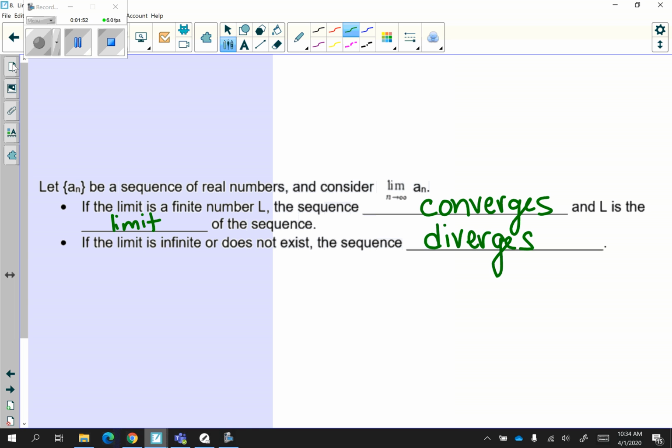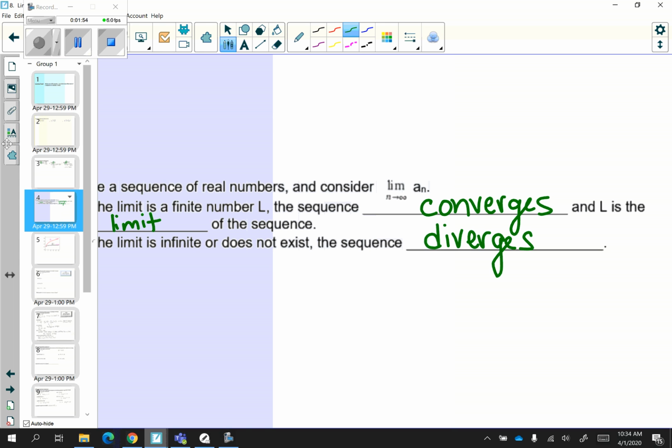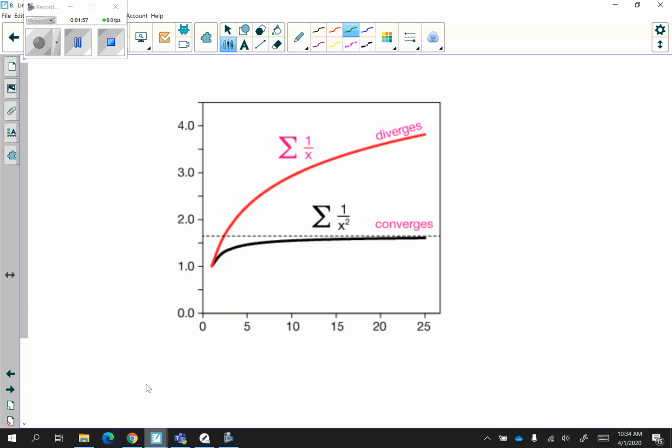Let's take a look at what converges and diverges means based on a graph. So here's an example. Notice here I have 1 over x. It's diverging because it's going off to infinity, whereas 1 over x squared is converging. It converges to a number. It's approaching 0. So that's the visual difference between diverges and converges. We're going to take a look at sequences and determine if they converge or diverge, and if they do converge, we're going to be specific and give the limit.